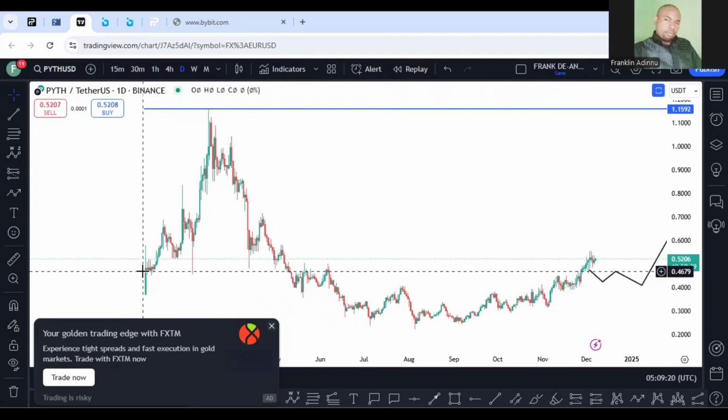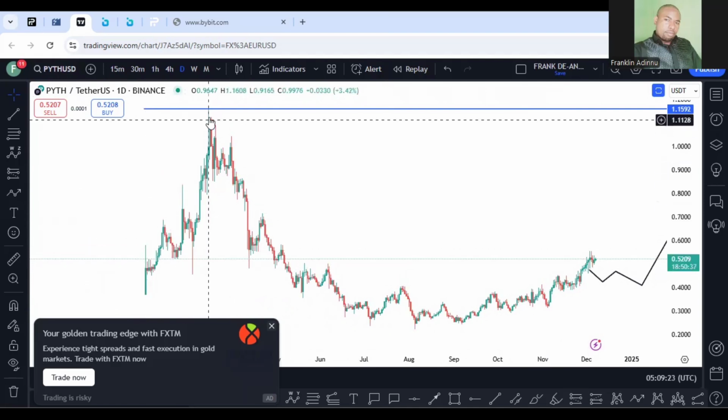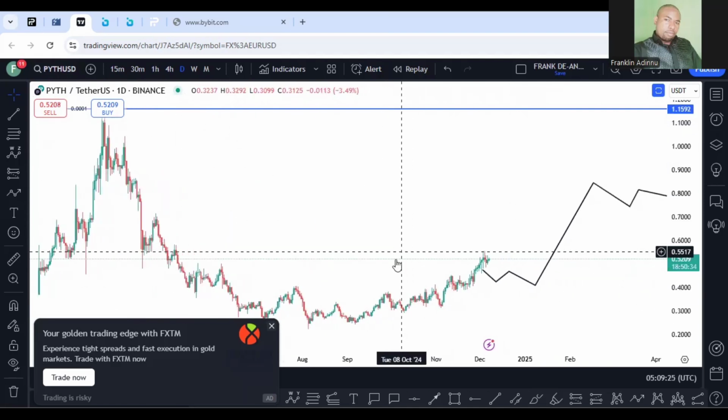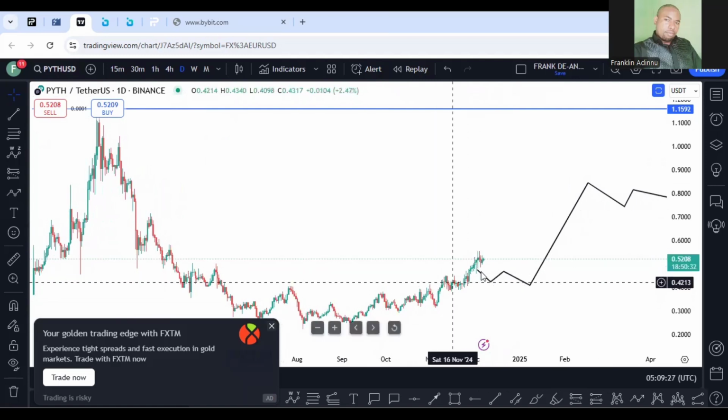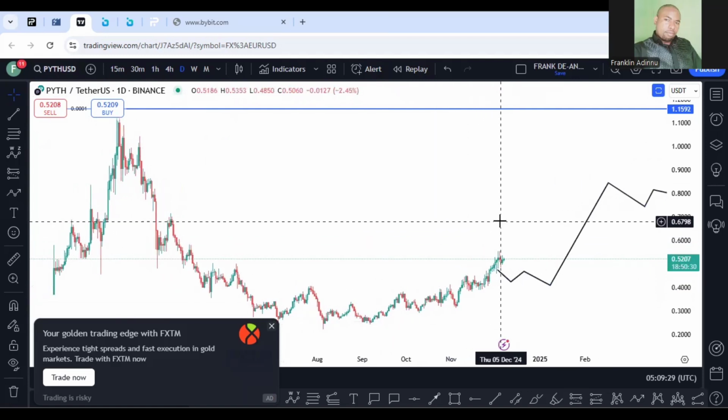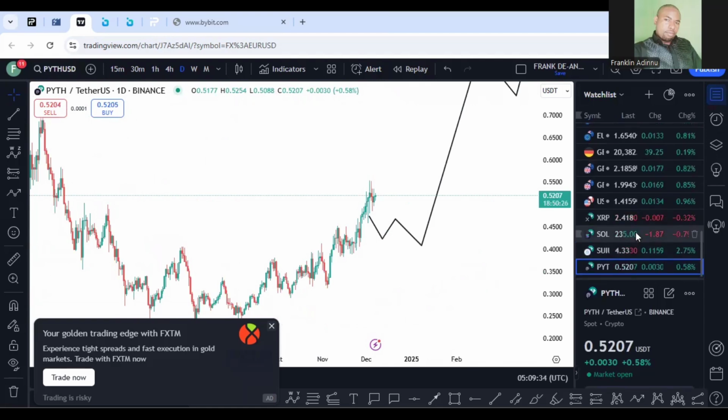When it was launched here, it moved up and then dropped. So here again, it's coming up. You have not seen its own move, and when it makes its own move, it's going to be good. Okay, that is the end of this analysis.